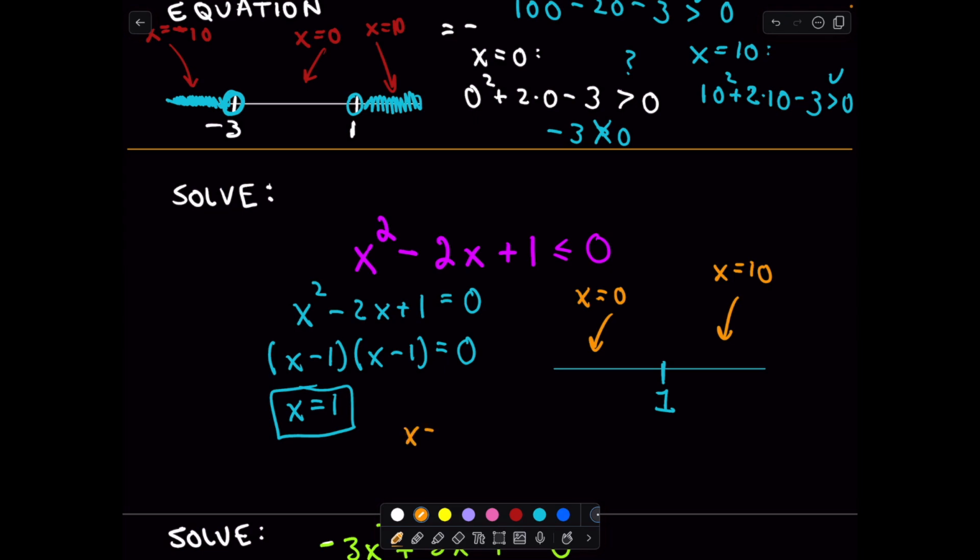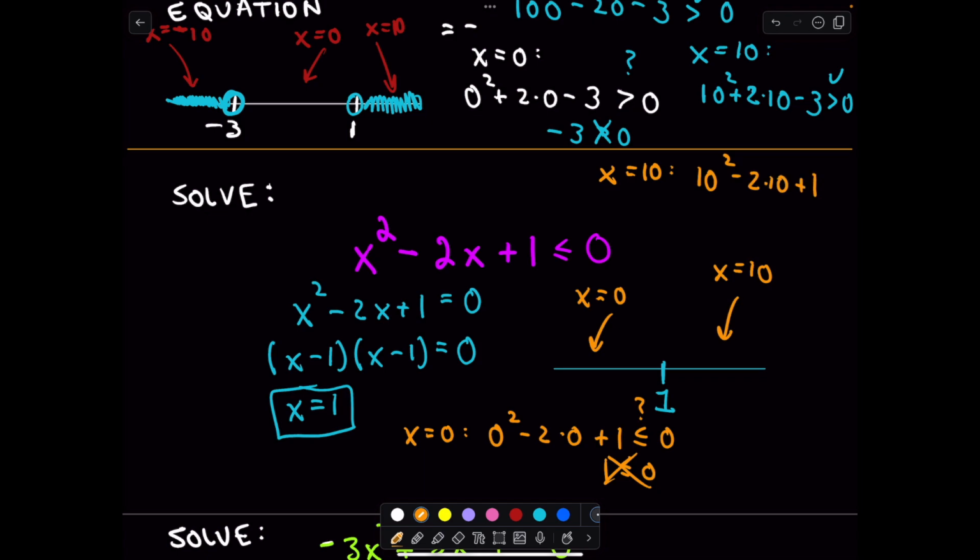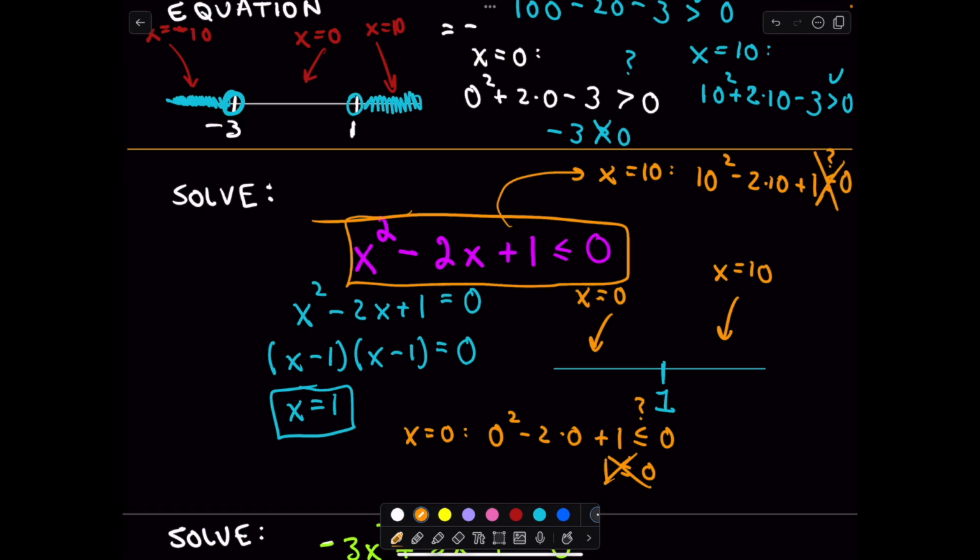So notice that for x equals 0, we would have 0 squared minus 2 times 0 plus 1. Is that less than or equal to 0 is my question? Well, 1 is not less than or equal to 0. So this interval does not work. Well, what if we plug in 10? Is 10 squared minus 2 times 10 plus 1 less than or equal to 0? Again, I'm just testing it in the inequality. Well, no, that's not going to be less than or equal to 0, so this interval also doesn't work.